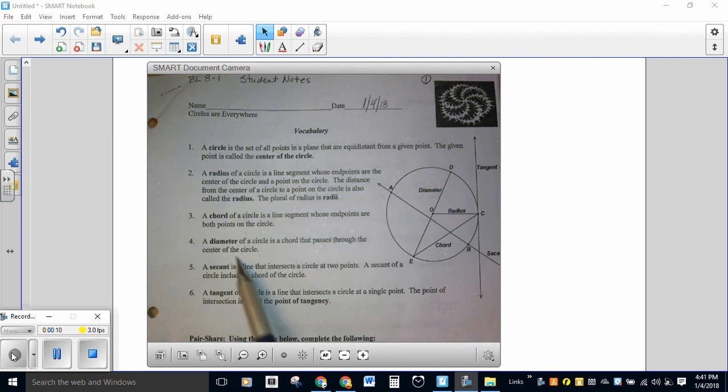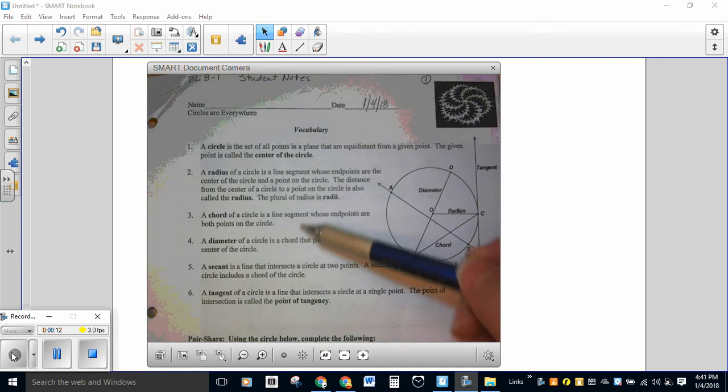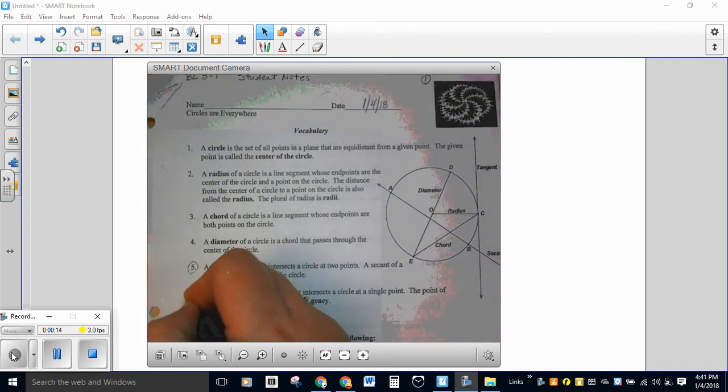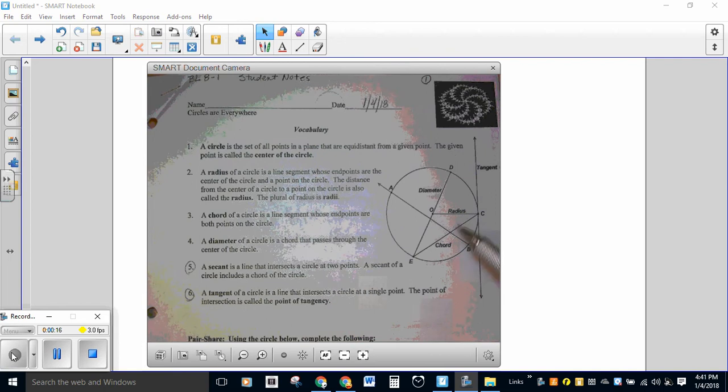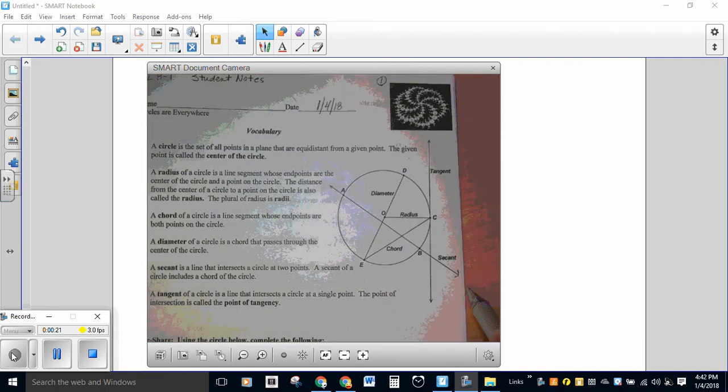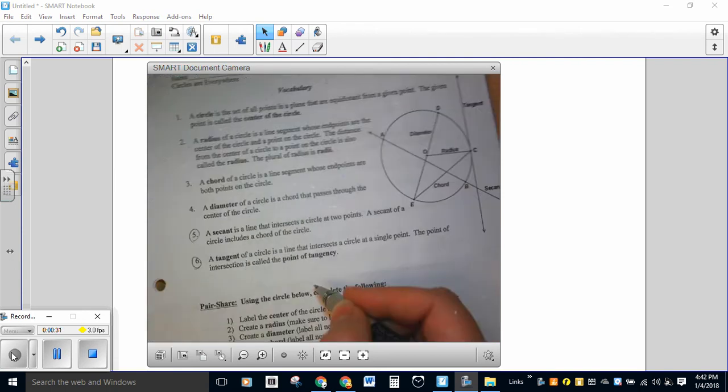The first part up here is all more vocabulary. The two new ones are secant and tangent. A secant is a line, and there should be an arrow over this part right here. It is a line that intersects the circle at 2 points, and a tangent is a line that intersects a circle at 1 point, and that point where it intersects is called the point of tangency.